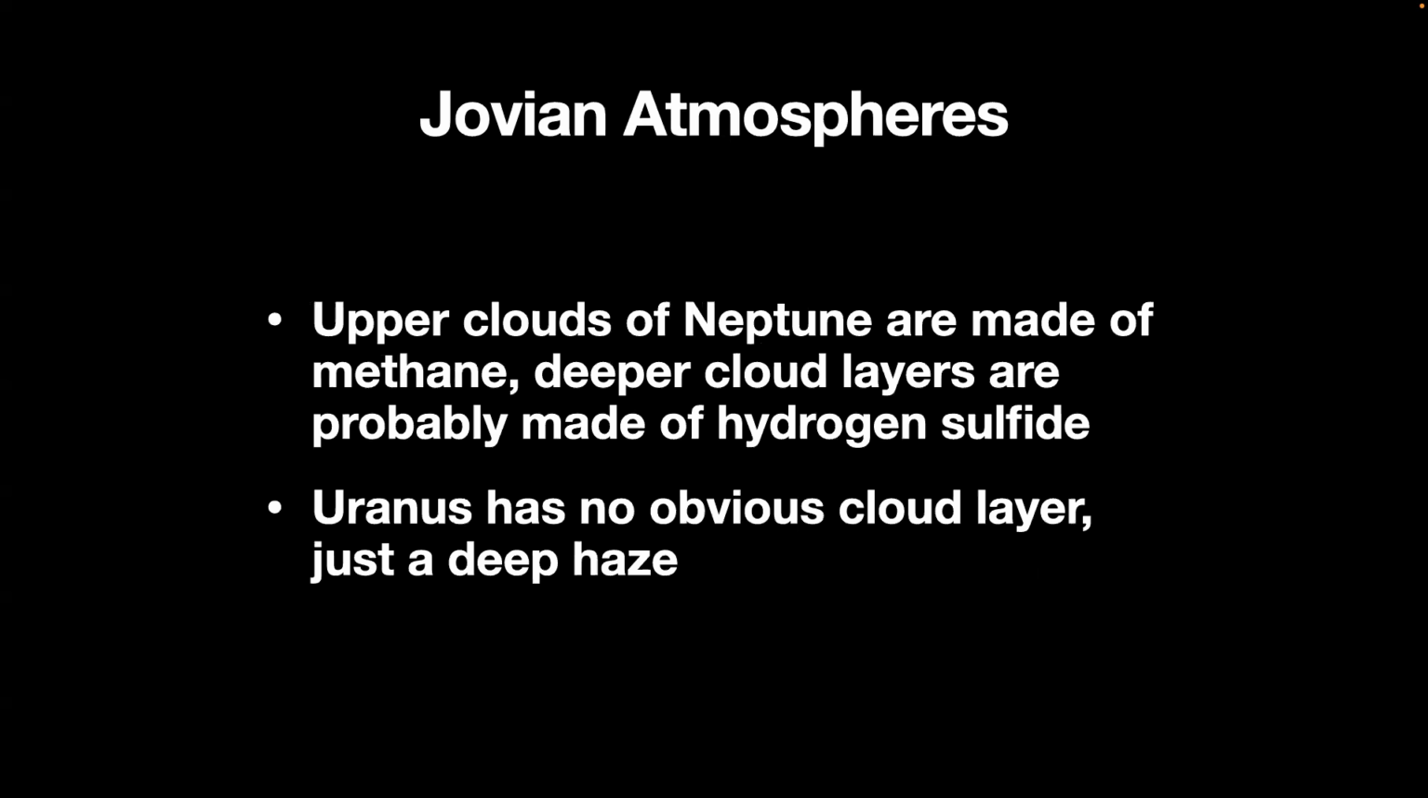The upper clouds of Neptune are made of methane. We don't see an obvious cloud layer on Uranus, though, it's just kind of a deep haze. And if you look at images of the two planets, they're very similar, but you can kind of see what I'm talking about there. Uranus is more featureless, whereas Neptune, you can kind of see some streaky clouds. Deeper cloud layers on Neptune are actually probably made of hydrogen sulfide.